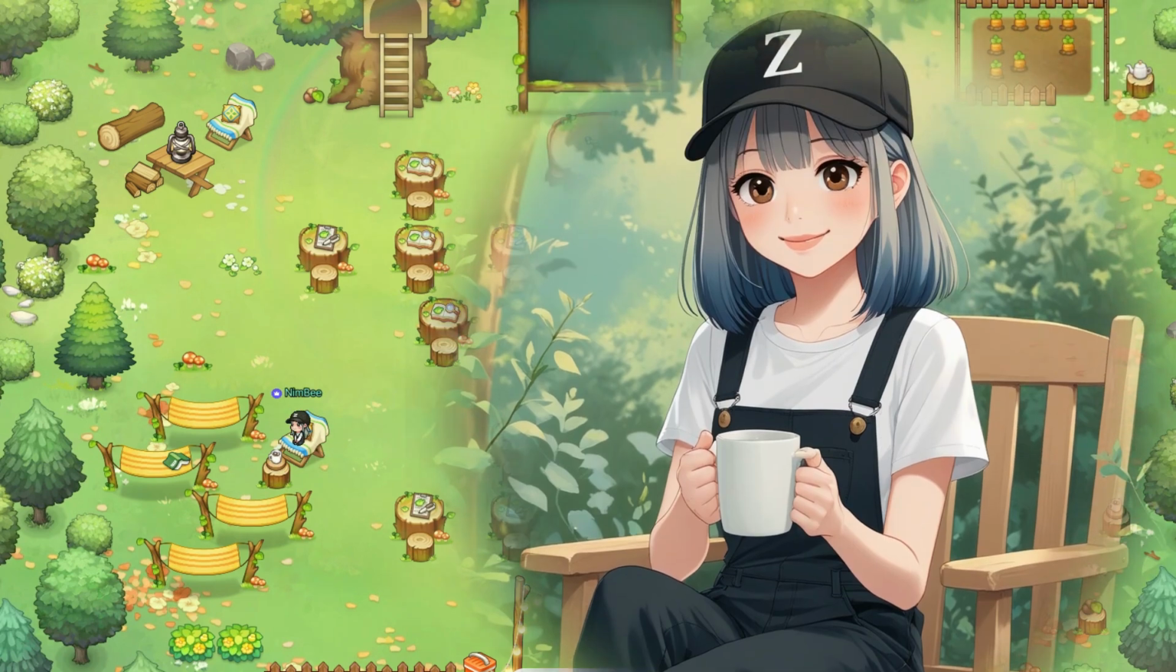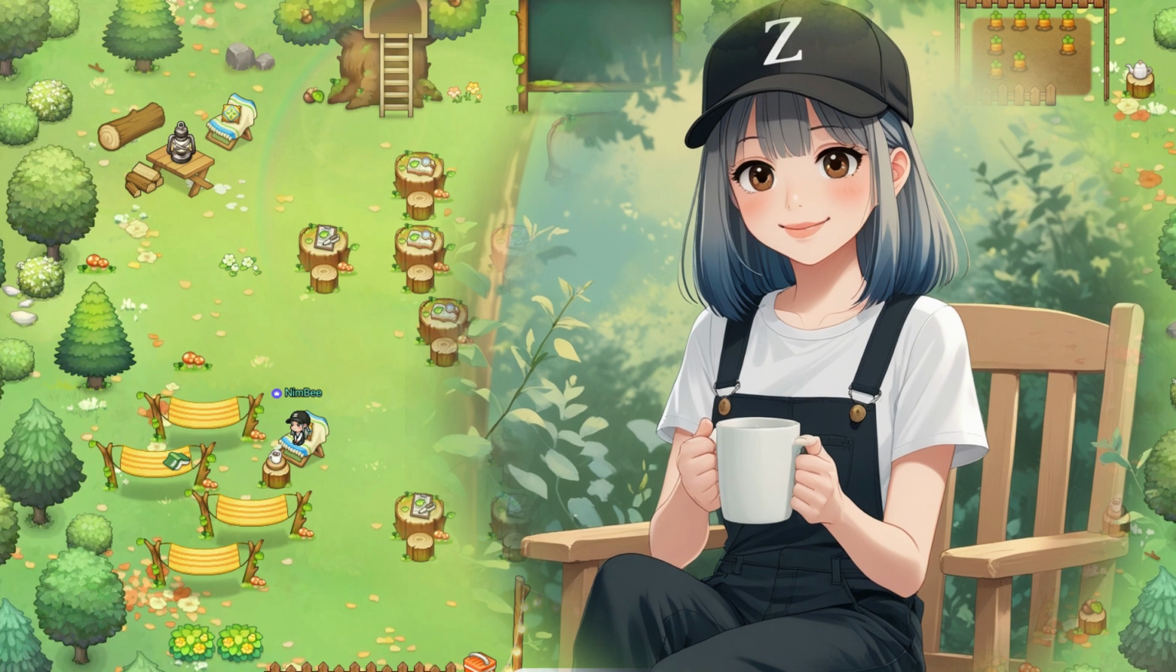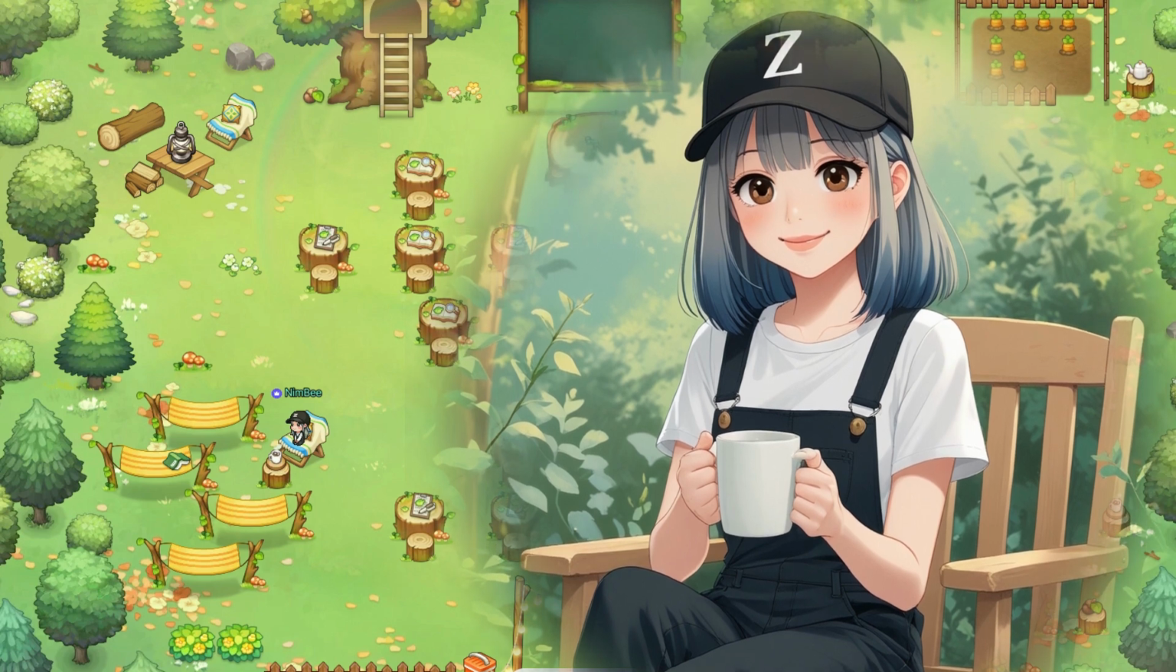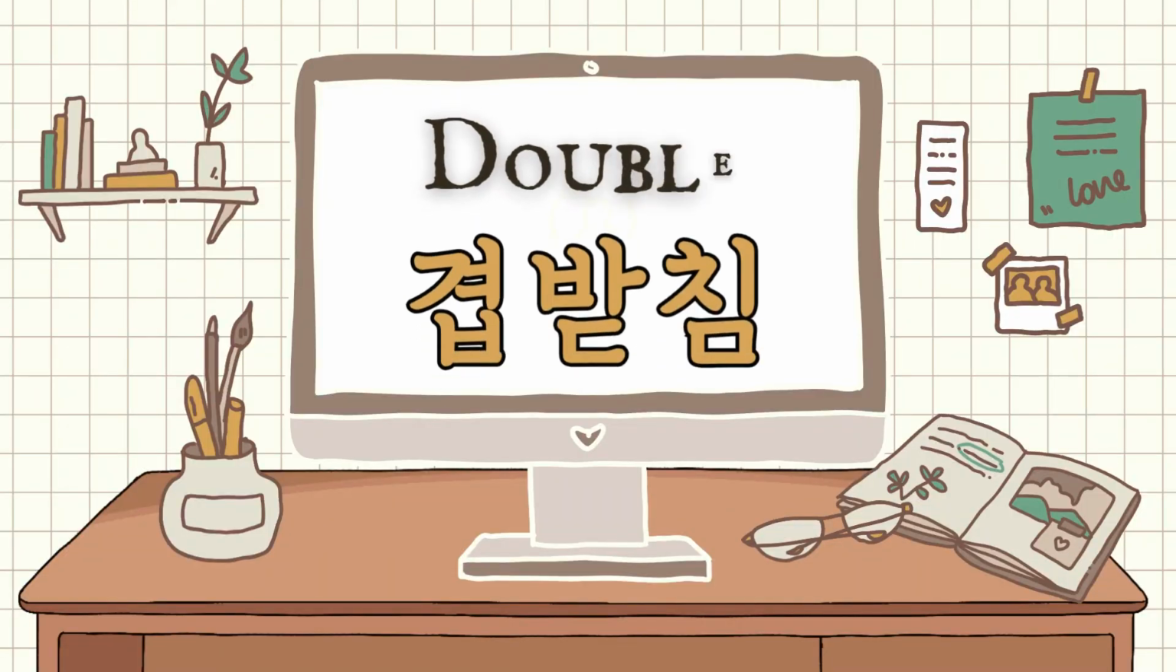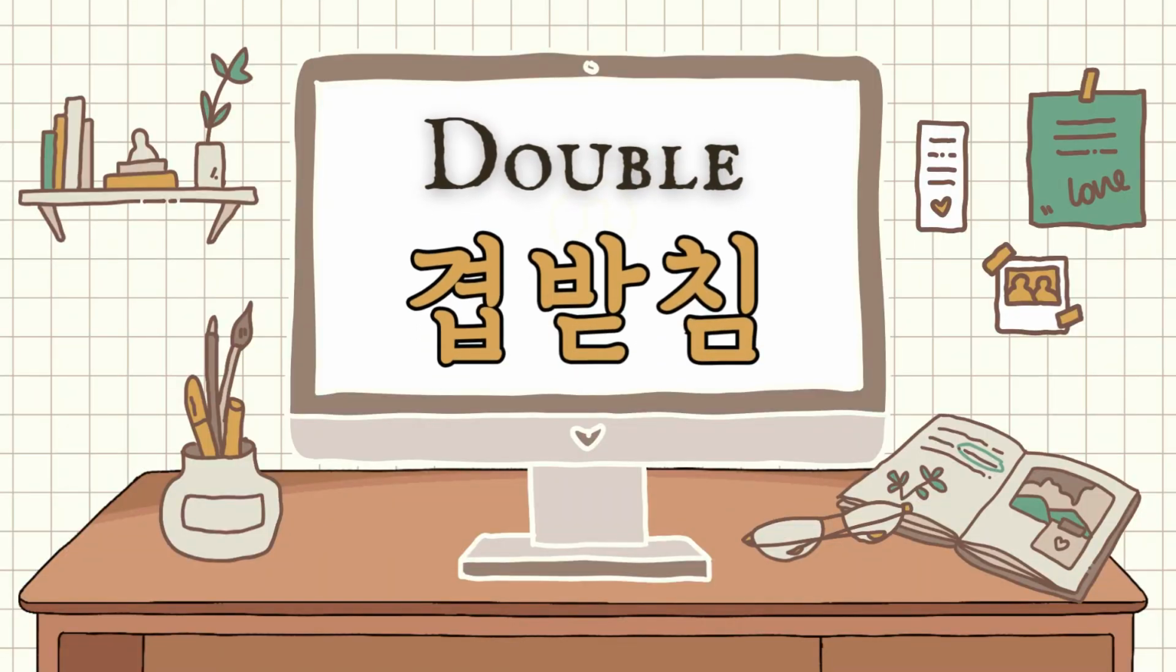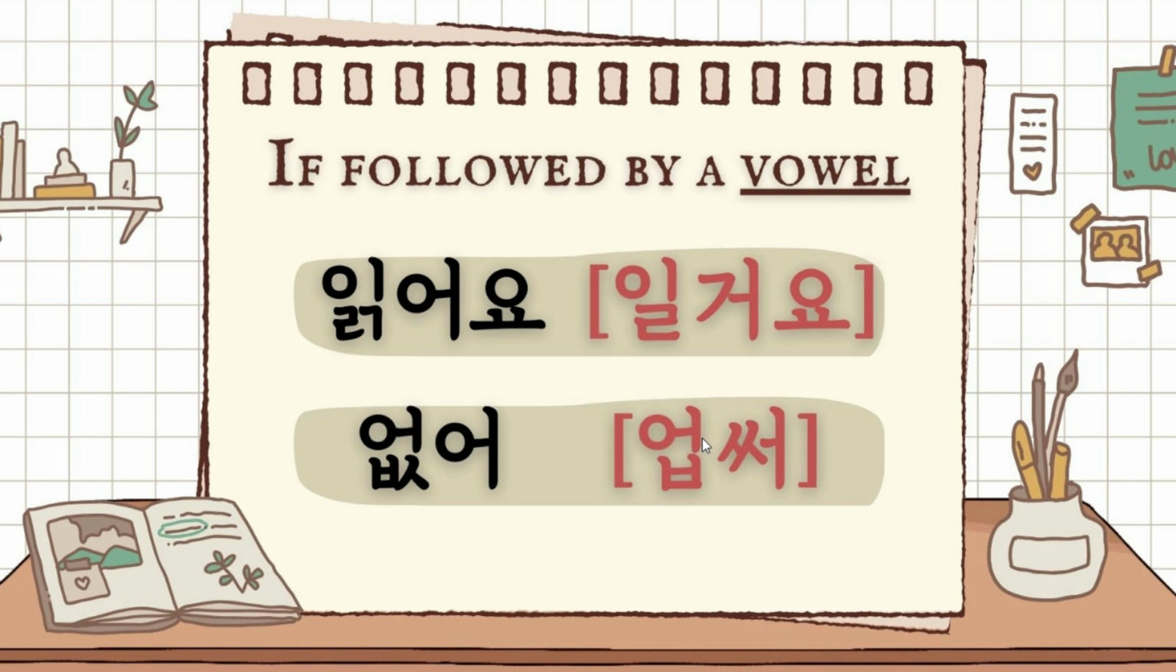Okay, coffee first, then let's tackle the mighty 받침 together. While drinking coffee, let's get familiar with double 받침. Double 받침 or 겹받침. What are they in the Korean language? Double 받침 means you have 2 consonants together in a syllable or in a word. If your double 받침 is followed by a vowel, the second 받침 will carry over to the next vowel.